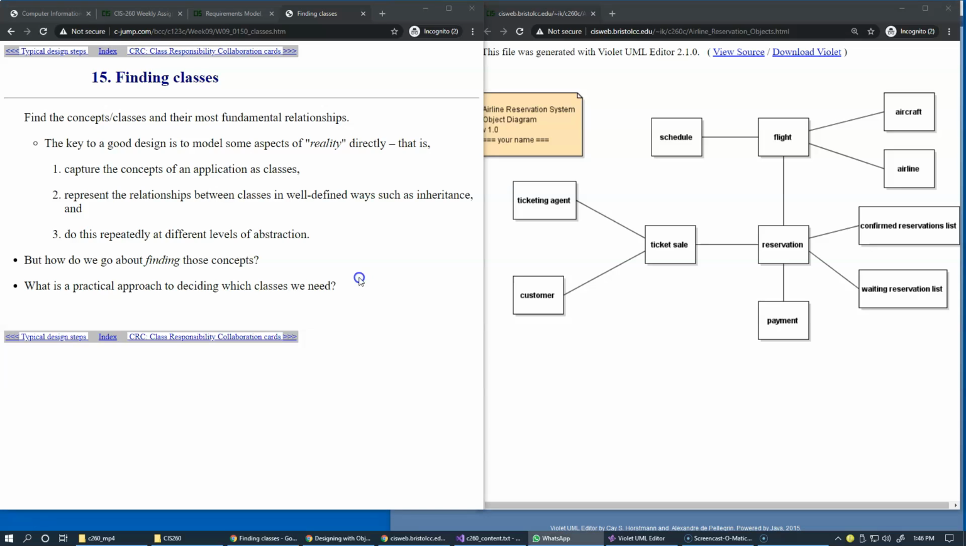So what is the practical methodology? What is the approach to deciding what classes we need, what their responsibilities should be, and how they should be defined internally in our software as concepts? That's a big question that we have to answer.